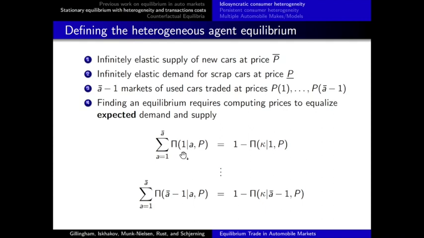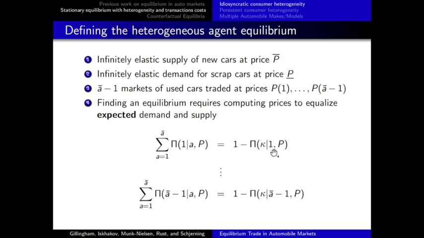Okay, so the demand for car one. Remember, this is pi of d given a, the choice given the state. Now what do we have over here? We have one minus the probability of keeping, and this is all the people who are in state one, so all the car owners with a car of age one. This is really the supply. It's everyone, which has mass one, minus the probability that they keep. So it's all the cars minus those that are not put on the market. This is the supply of car type number one.